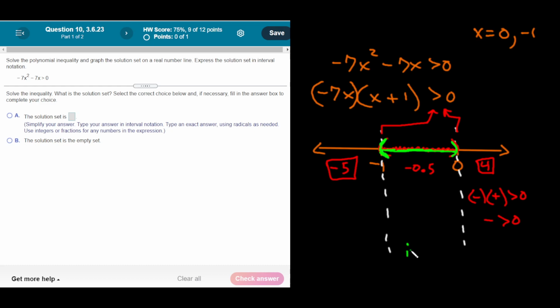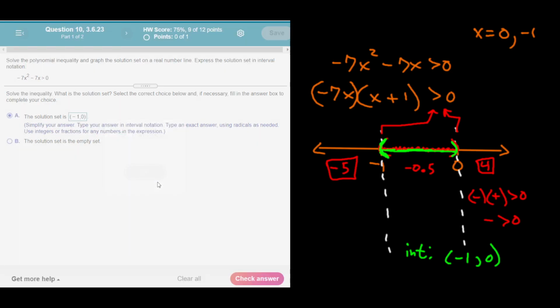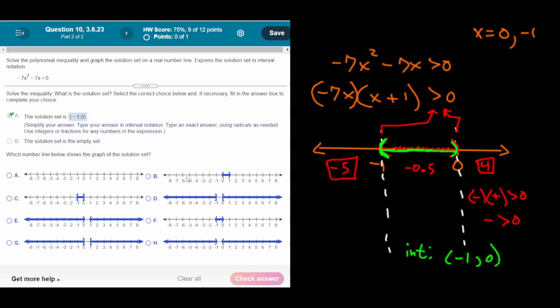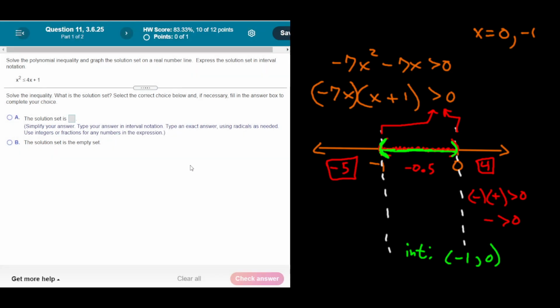Interval notation is going to be -1 to 0, not included. So with parentheses: parentheses, -1 to 0, close that thing up. Got it. Fantastic. Graph looks like this. So -1 and 0. Where is it? Yep, right there. Stuck out like a sore thumb. All right. So 2 more to go.